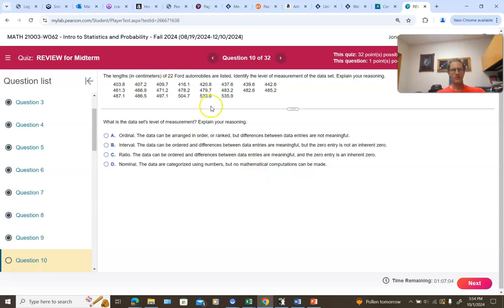Number 10 here. The lengths in centimeters of 22 Ford automobiles are listed. Identify the level of measurement of the data set. Here again, I think this is just like that last one. I think this is going to be ratio.